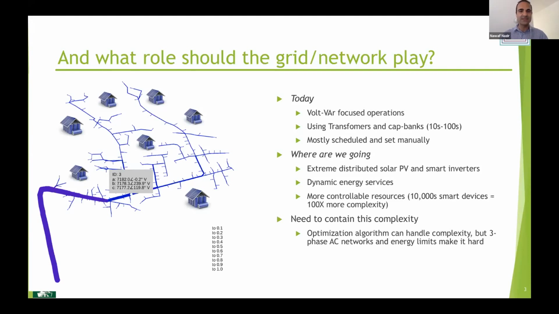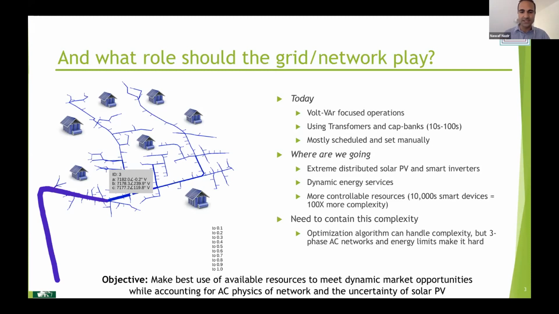But the problem is that we have this three-phase AC network, and the energy limits also make this problem very complicated. Based on these challenges, the objective of this work is to make the best use of the available energy resources to meet dynamic market opportunities while accounting for the AC physics of the network and the uncertainty of solar PV.